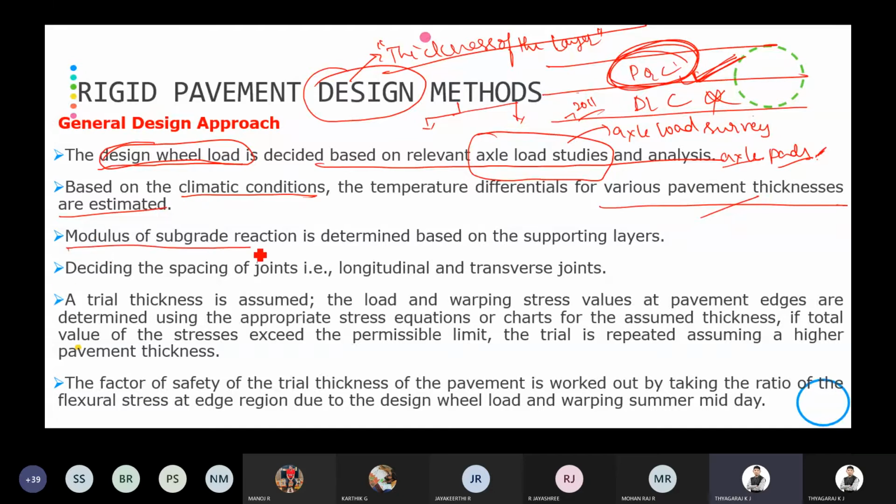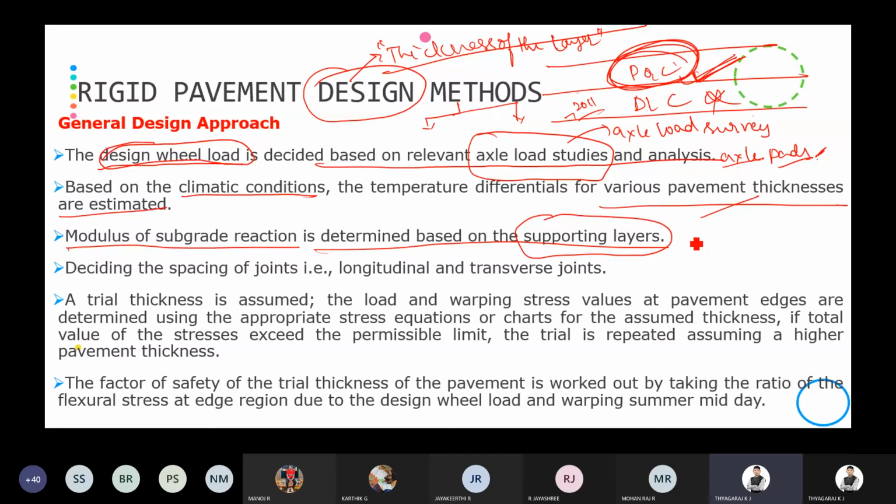Then the modulus of subgrade reaction is determined based on the supporting layers. In all the equations we are going to use this modulus of subgrade reaction. In the Westergaard stress equation we have determined one term called radius of relative stiffness, which is related to this modulus of subgrade reaction. So we have to determine the modulus of subgrade reaction at the prior stages, and we are going to consider that modulus of subgrade reaction in the design of rigid pavement, which is based on the supporting layers.